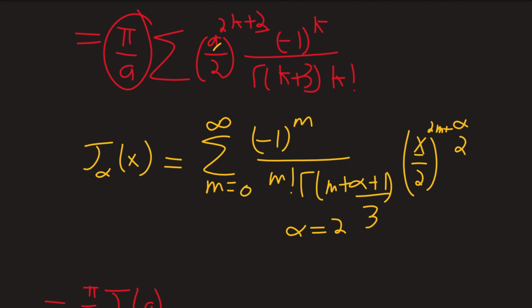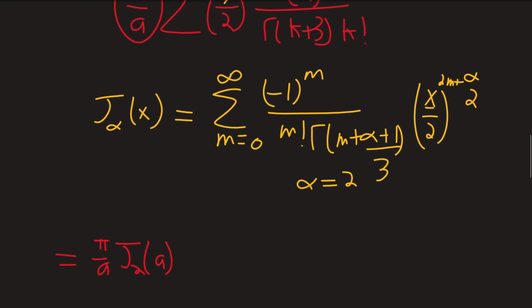And that right there is just our answer. I know I butchered the pronunciation of the Bessel function, I'm sorry, but the answer still remains. It's just pi over a times J_2 of a. Well, it kind of rolls off the tongue, doesn't it?